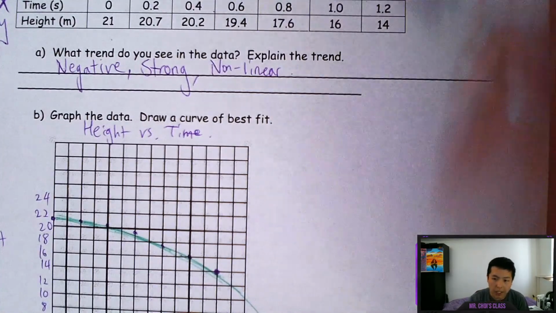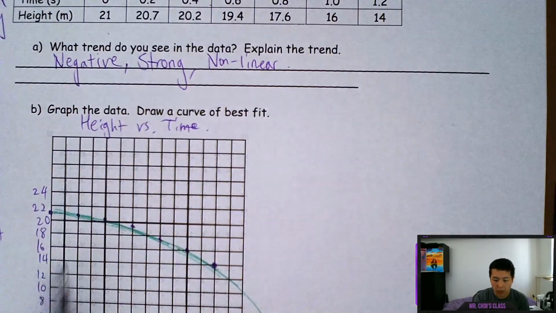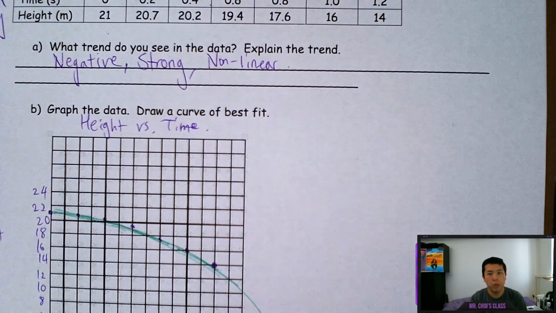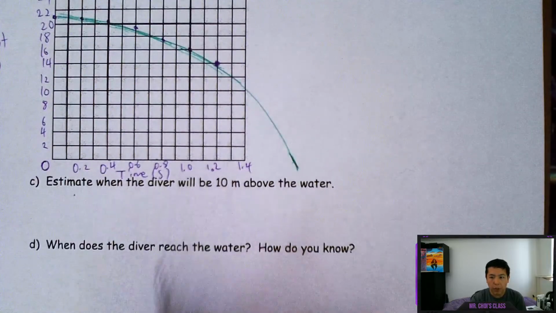So it would be negative because it's going down. We have strong, right? Because the best fit line or curve is very close to the points. And non-linear because it's a curve. Remember that the word linear means that it is straight. Non-linear means that it's not straight. It's a curve. So since we drew a curve, this would be non-linear. So there's our trend.